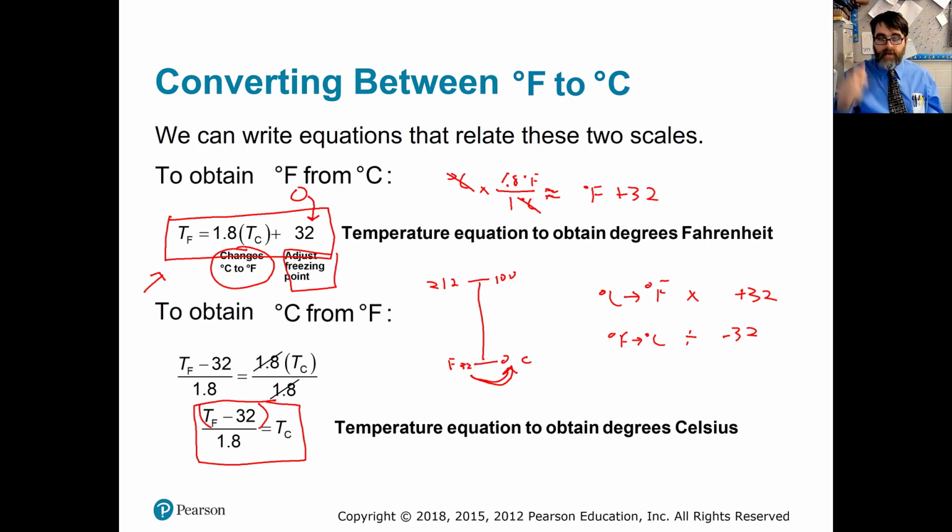Having said that, for thinking through it, I've memorized both the multiply and divide by 1.8, and then having to do the 32 adjustment afterwards. But I literally think through it like that. I don't have the exact formula memorized. I just think, okay, do I need to be bigger or smaller? Multiply or divide, and then which way am I going? Do I need to add or subtract that 32?